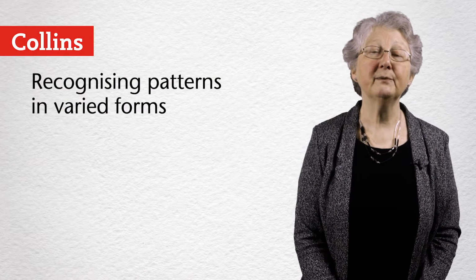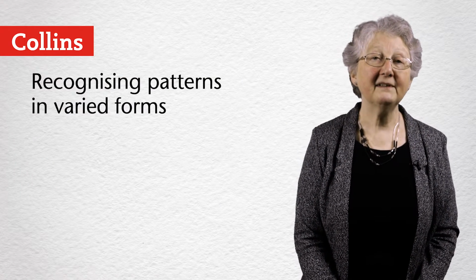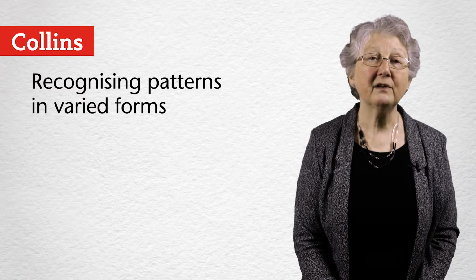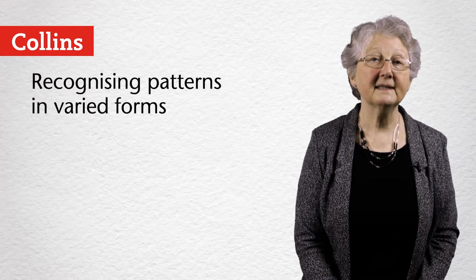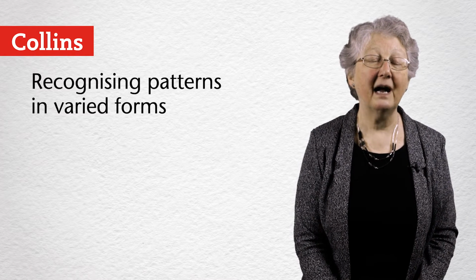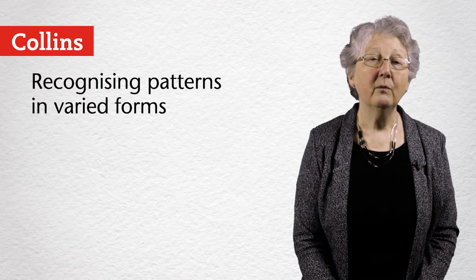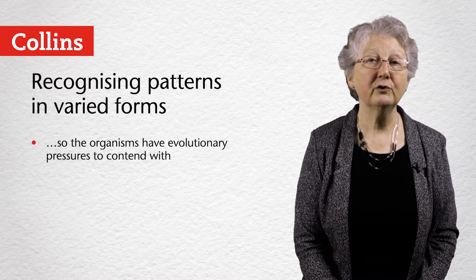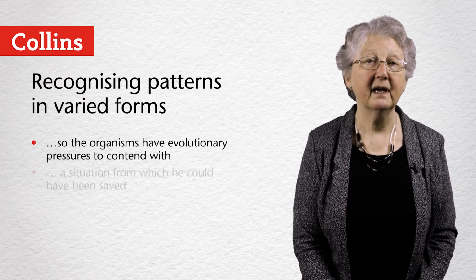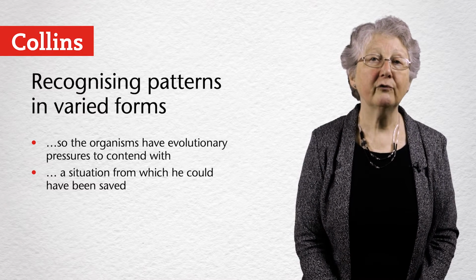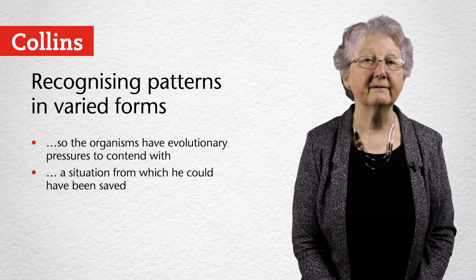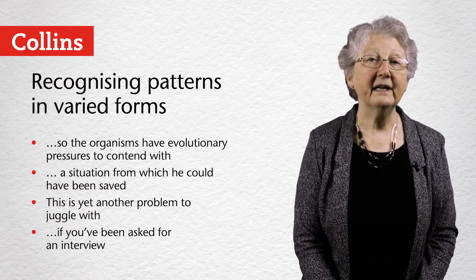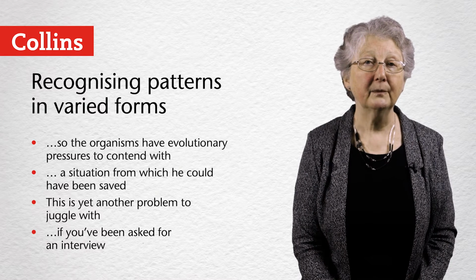In all the examples we've looked at so far, the patterns have occurred in their regular form. But the way that grammar of English works is that sometimes the patterns are not so identifiable. We might have examples like the organisms have evolutionary pressures to contend with, or a situation from which he could have been saved. This is yet another problem to juggle with. Or if you've been asked for an interview.